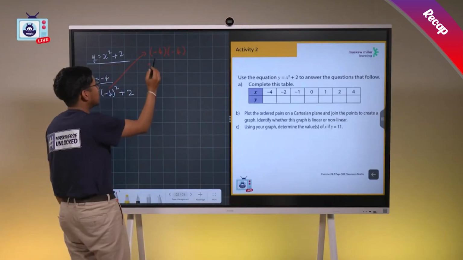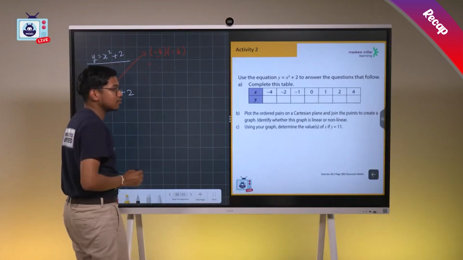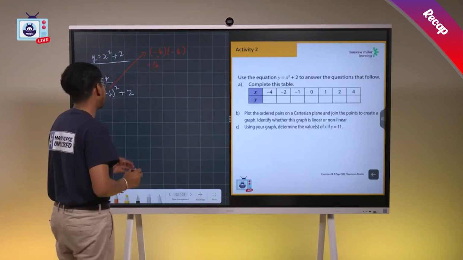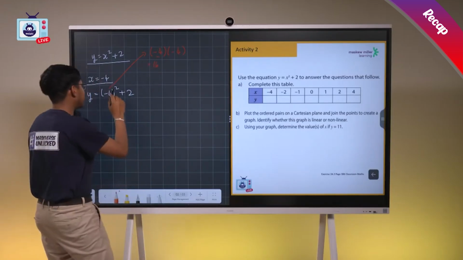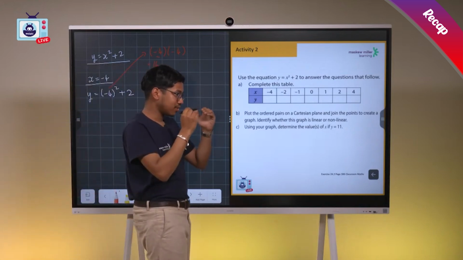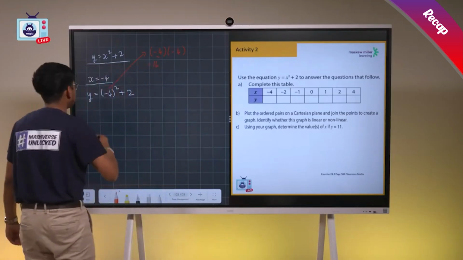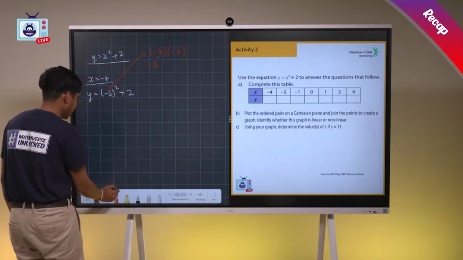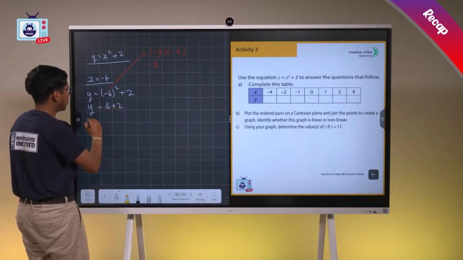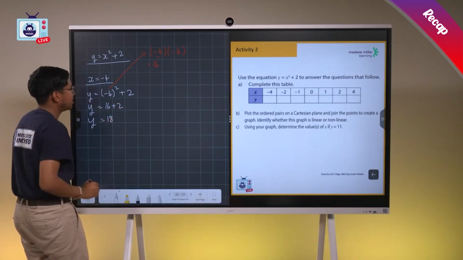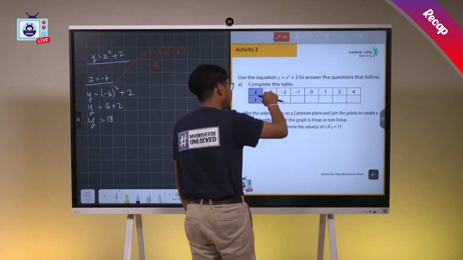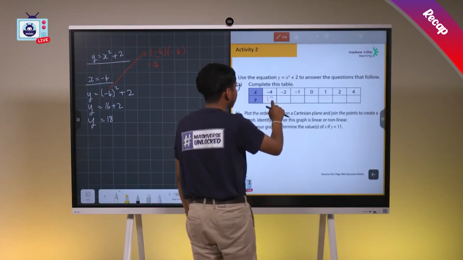And what do we know? What are two negatives? A positive. And then 4 times 4 is what? 16. Right? I see many students make this mistake. They think that the square means times by 2. No, we are just multiplying whatever number the base is by itself, twice or thrice, whatever the number given over here. Right, so we have y to be 16 plus 2, and 16 plus 2 is what? 18. Okay? So my first output value for the input value of -4 is 18.